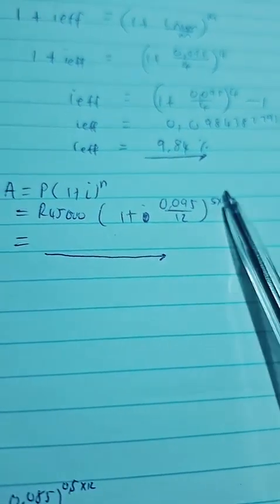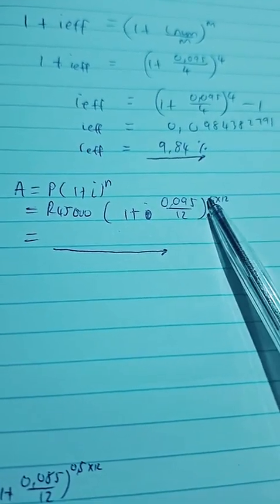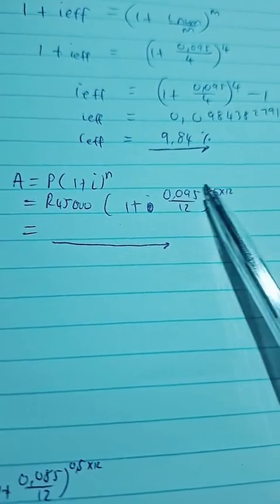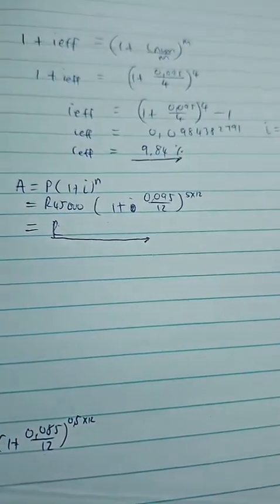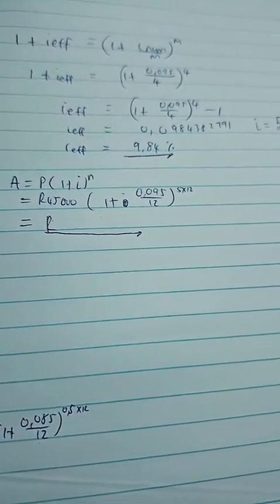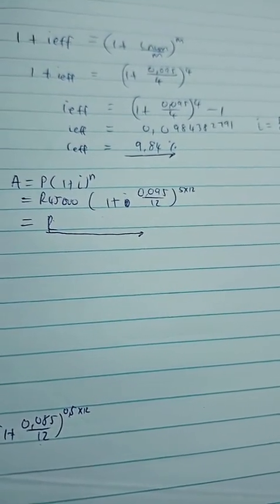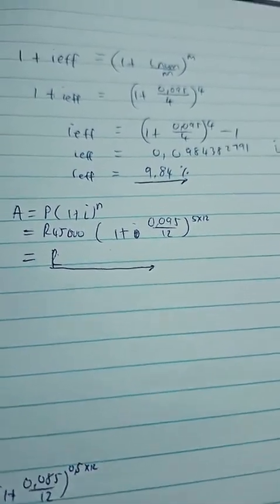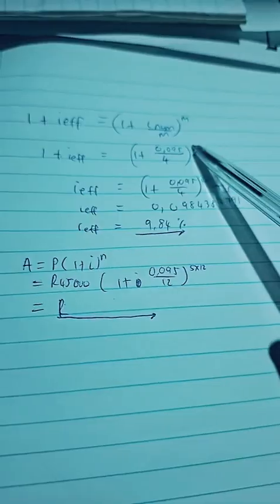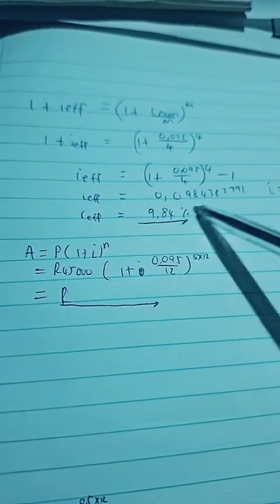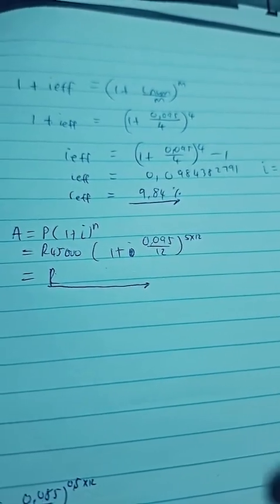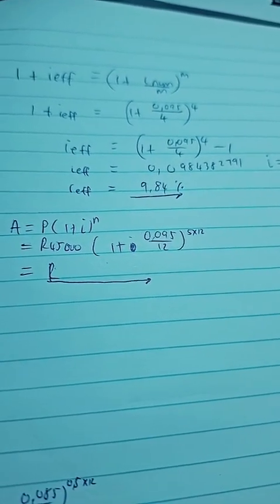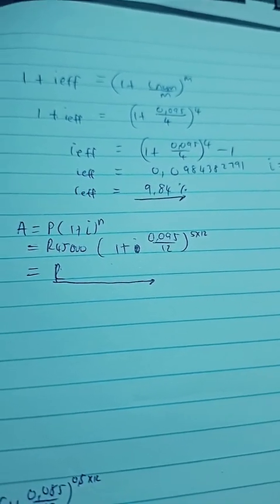45,000, 1 plus 0.095 divided by 12, to the power 5 times 12, which is 60. What? How much? So this is a nice 3-mark question. In fact, both of these are 3-mark questions. Formula, substitution, answer. Make sure you round off to the correct decimal place.